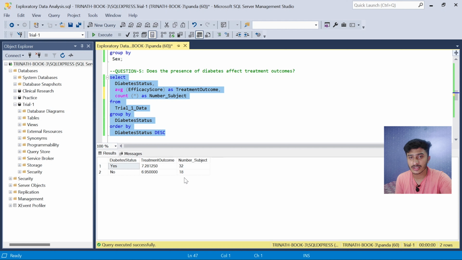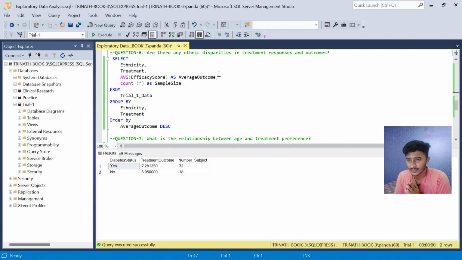Here we can see there is a huge margin difference, but in the treatment outcome there is a smaller margin difference. So I think yes, diabetes status affects the treatment outcome or efficacy score. So let's come to our sixth question. Are there any ethnic disparities in treatment responses and outcome?